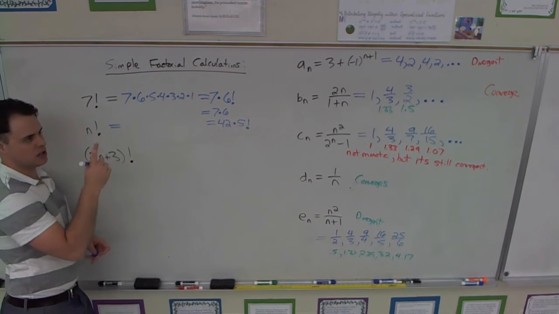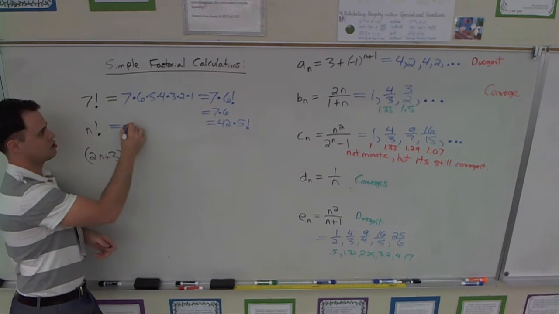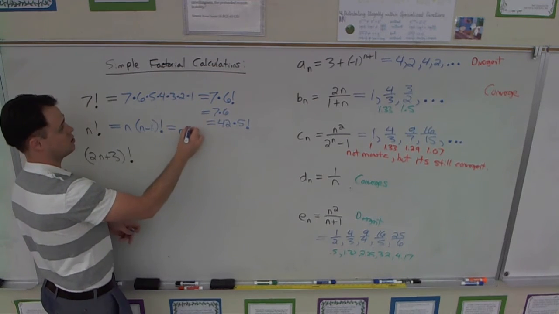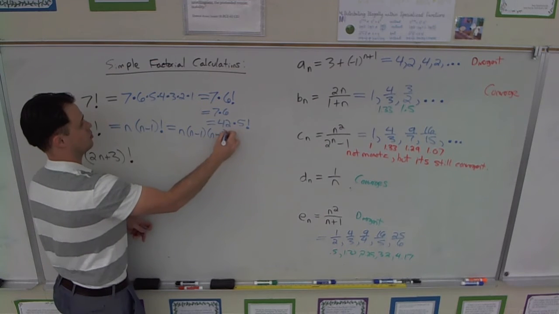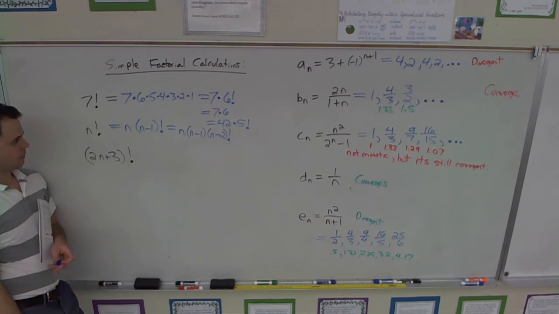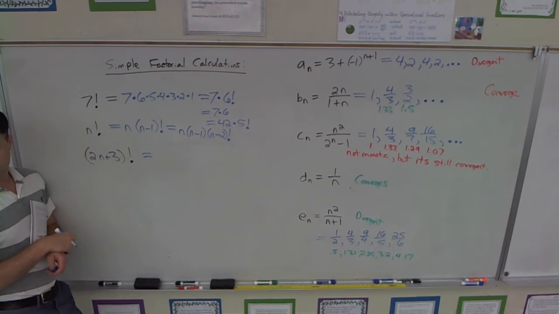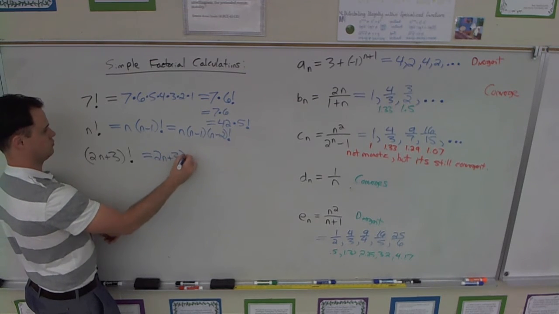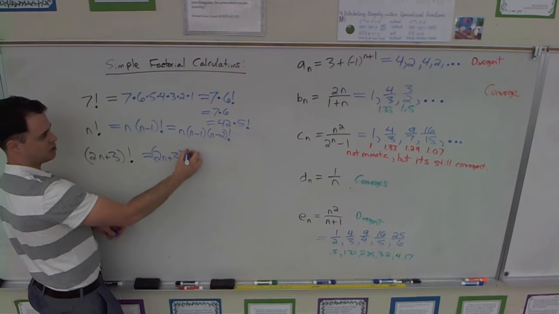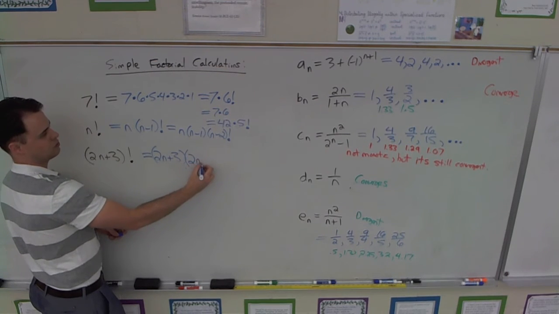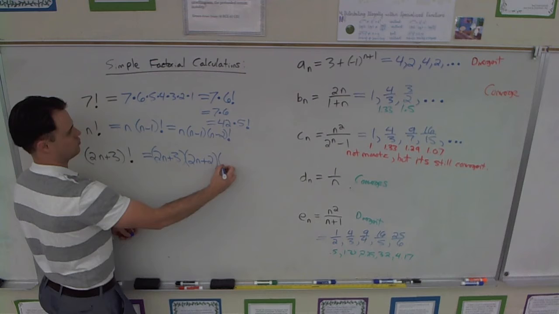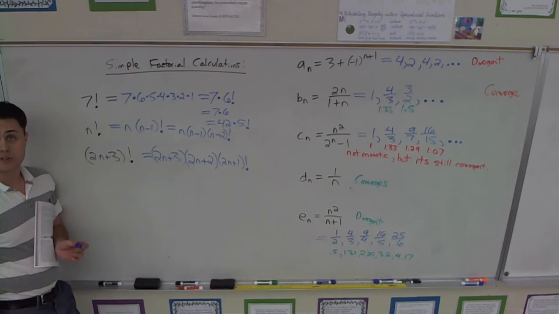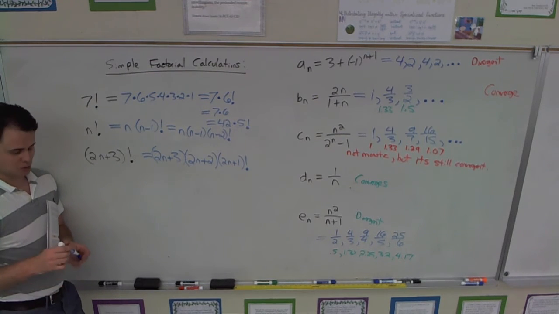So n factorial can be written as n times n minus 1 times n minus 2, or it can be written as n times n minus 1 factorial. So how do we write out 2n plus 3 quantity factorial? If we wanted to expand it as much as possible, we could start with 2n plus 3, and then go 2n plus 2, or 2n plus 1, and we could stop wherever we needed to for our simplification desires.